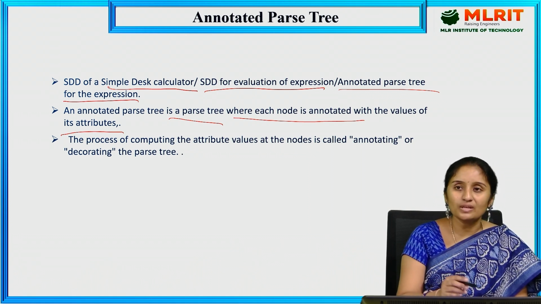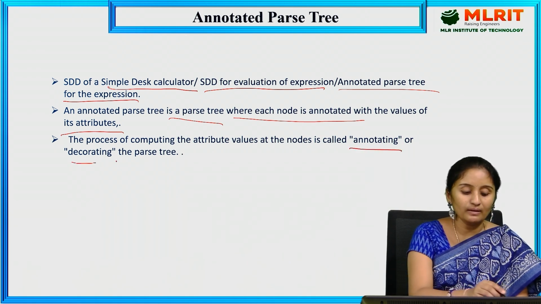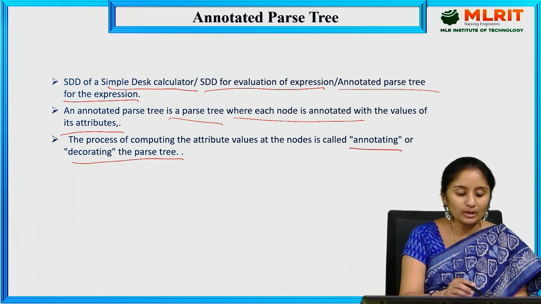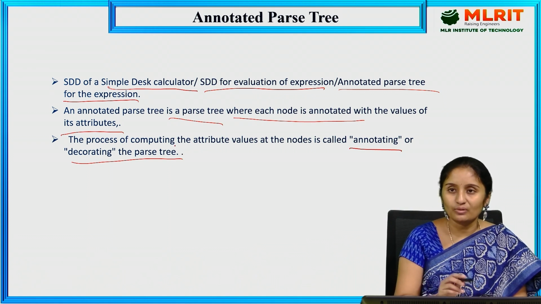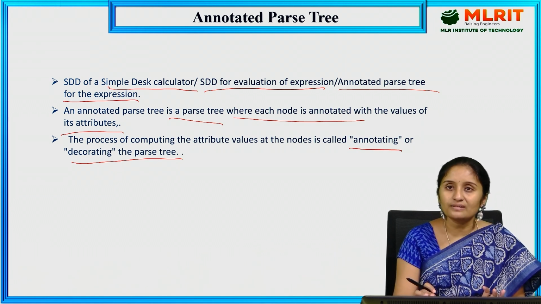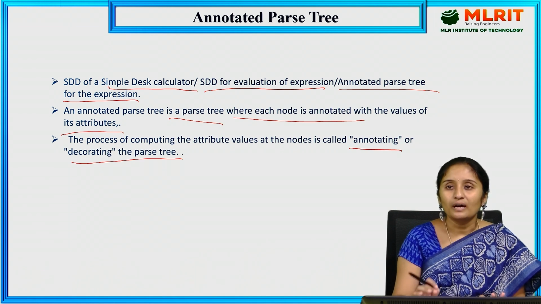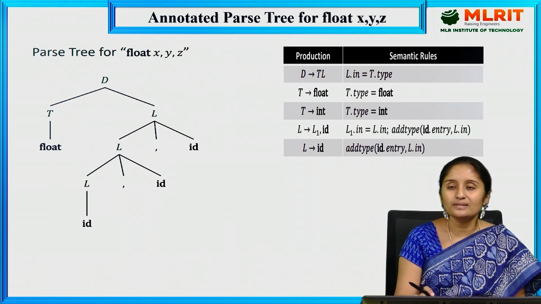The process of computing the attribute values at the nodes is called annotating or decorating the parse tree. So an annotated parse tree means first we construct the parse tree, and after constructing it, we assign values to the attributes of every node. So that is an annotated parse tree.